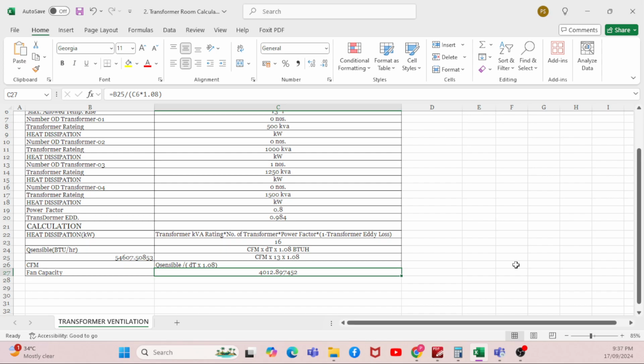Understood. Then times 1 minus the transformer efficiency. The loss is basically the efficiency, which I think comes from your manufacturer, right? Yes, the manufacturer. So this way you can calculate your airflow rate.